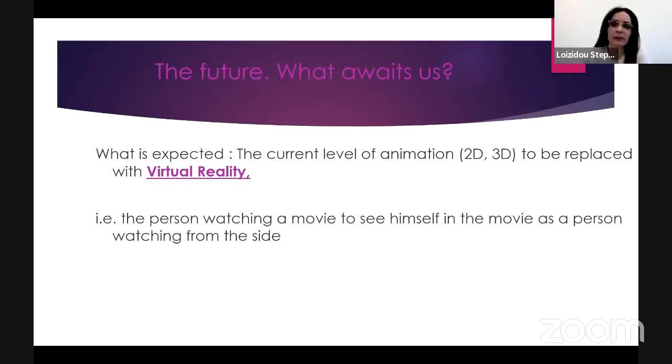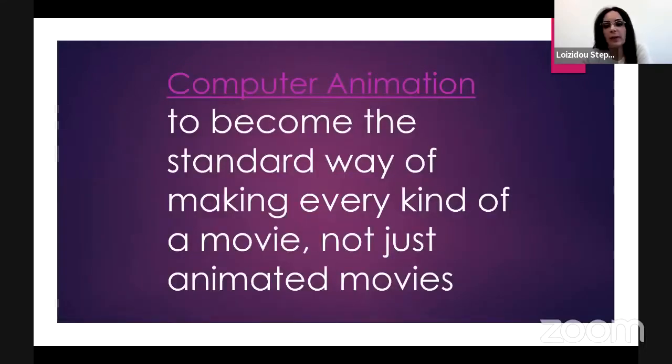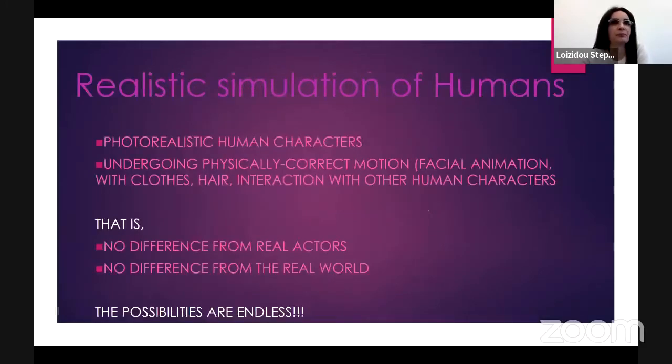Or perhaps, and this is something that has been done at a certain stage, you could decide on the movie, for example if you want to have a happy end or a sad end, or you could really get involved in what you are viewing, or in how you would like the whole thing to proceed. So computer animation could become the standard way, perhaps, of making every kind of movie, not just animated movies. Some of you might agree, some of you might have a different thinking.